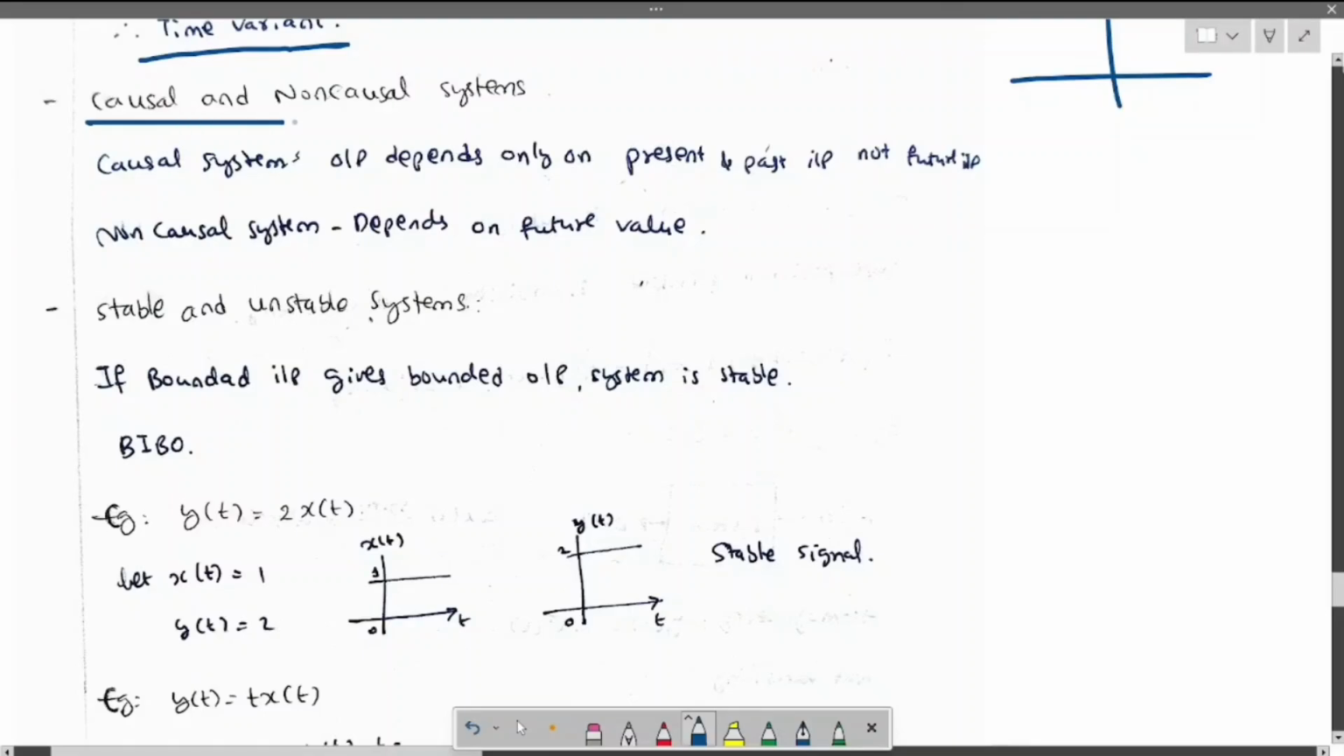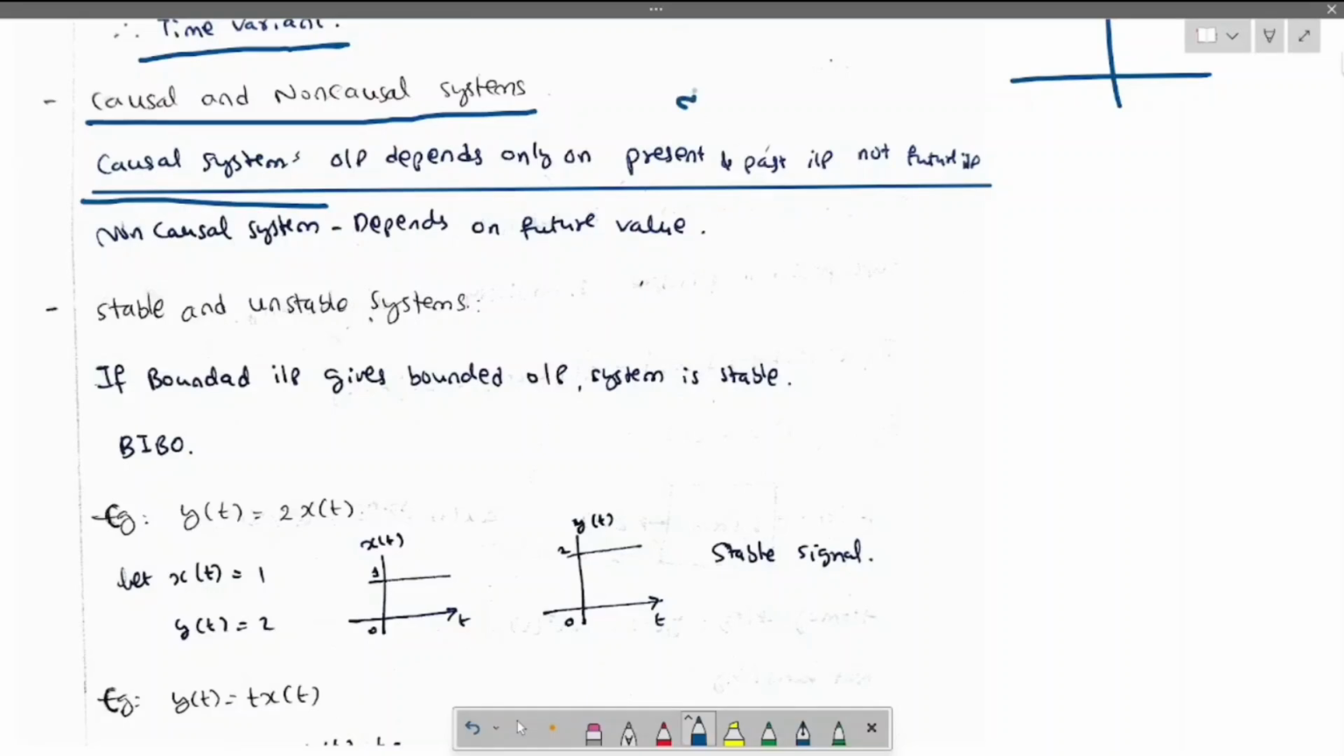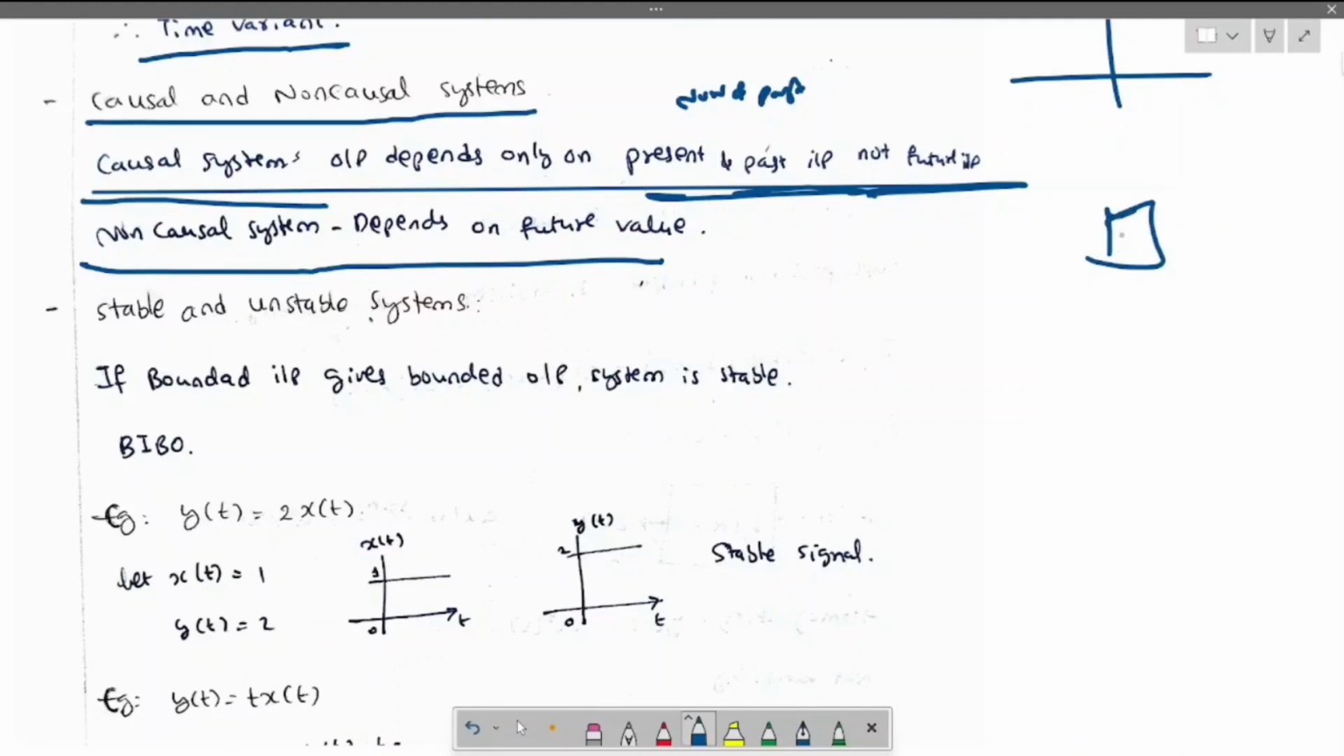Now causal and non-causal systems. In a causal system, the output depends only on present and past inputs, not on future inputs. Okay, what is a non-causal system? It depends on future values. So if the system depends on the present and past, then it is known as a causal system. If it depends on future values also, then it is known as a non-causal system.